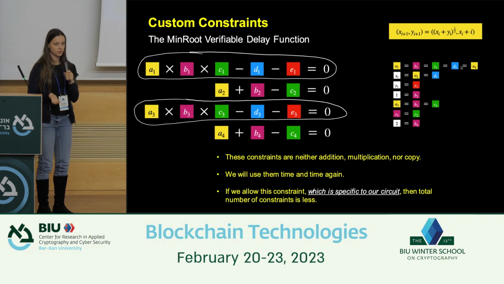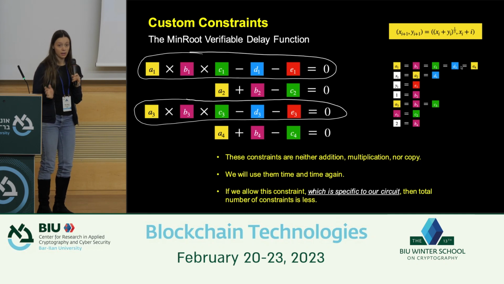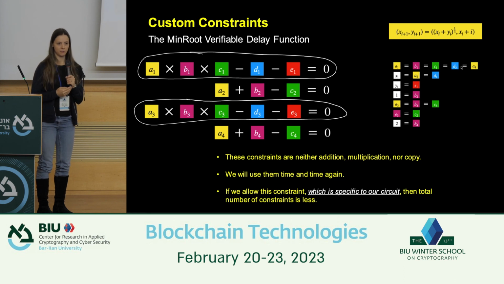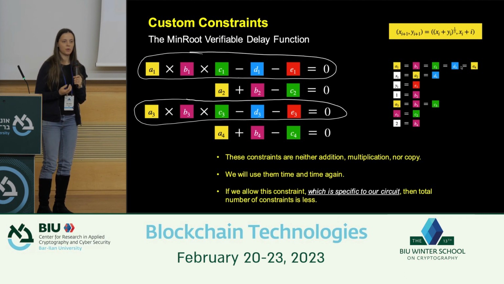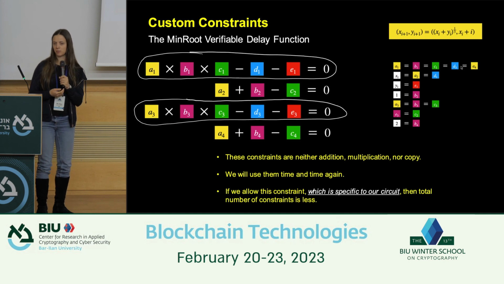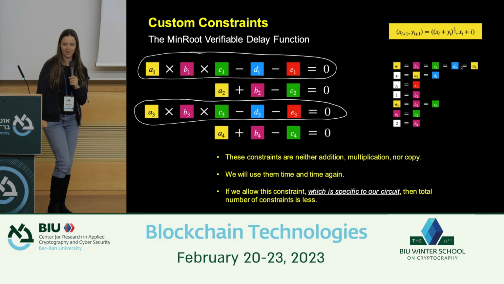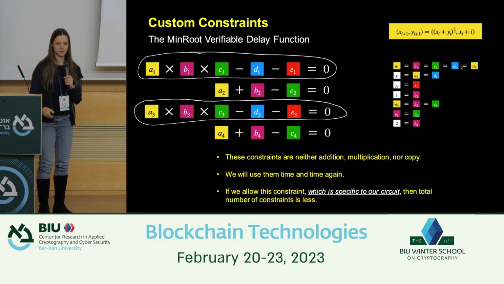But yeah, notice that the constraints that we're using here, they're not addition constraints, they're not multiplication constraints. Sure, they can be built from additions and multiplications, but they're not directly additions and multiplications. And we're going to use them time and time again, and they're very specific to our circuit. If you were to ask me, are there custom constraints that aren't built from addition and multiplication constraints, I'm going to tell you that yes, there are. In fact, lookup constraints would be a classic example of that, but your easiest ones are just going to be built from additions and multiplications.